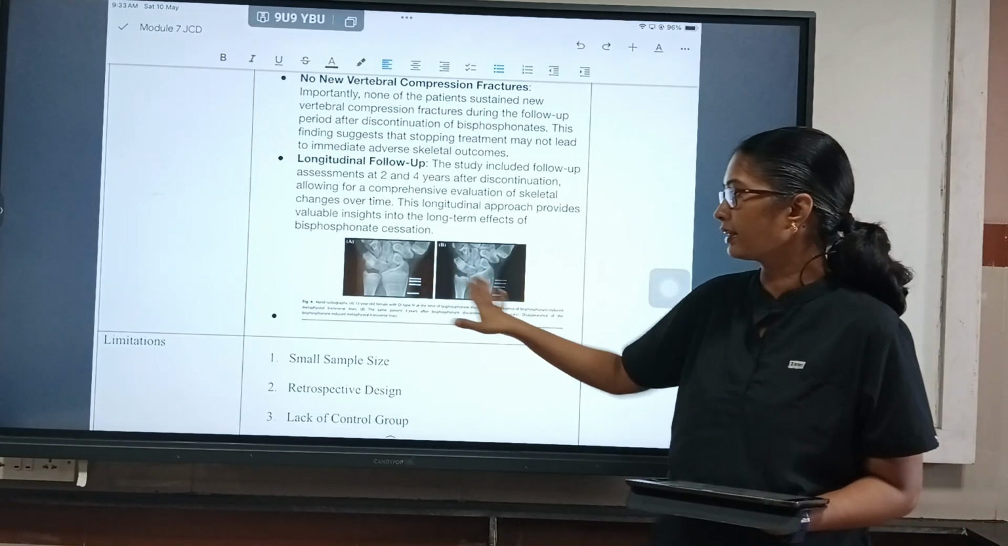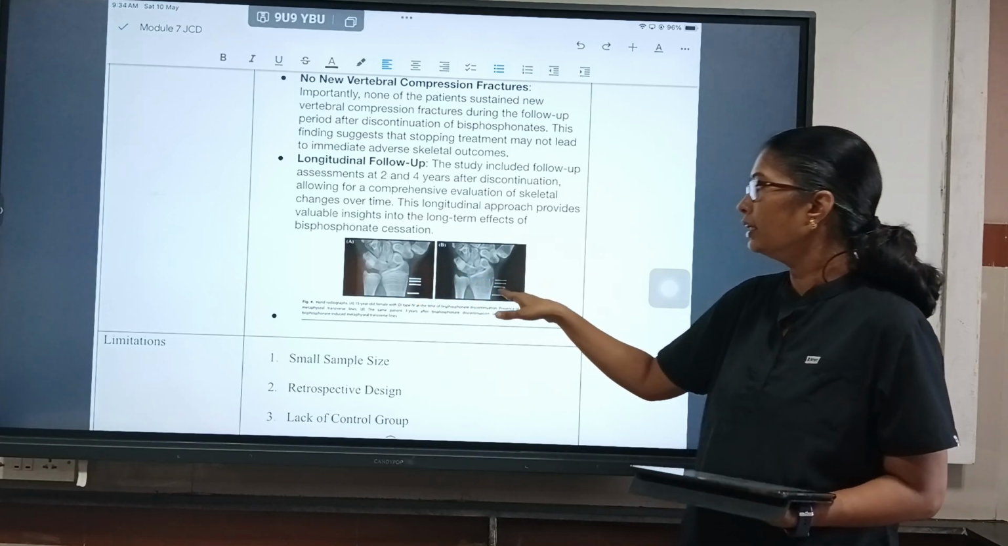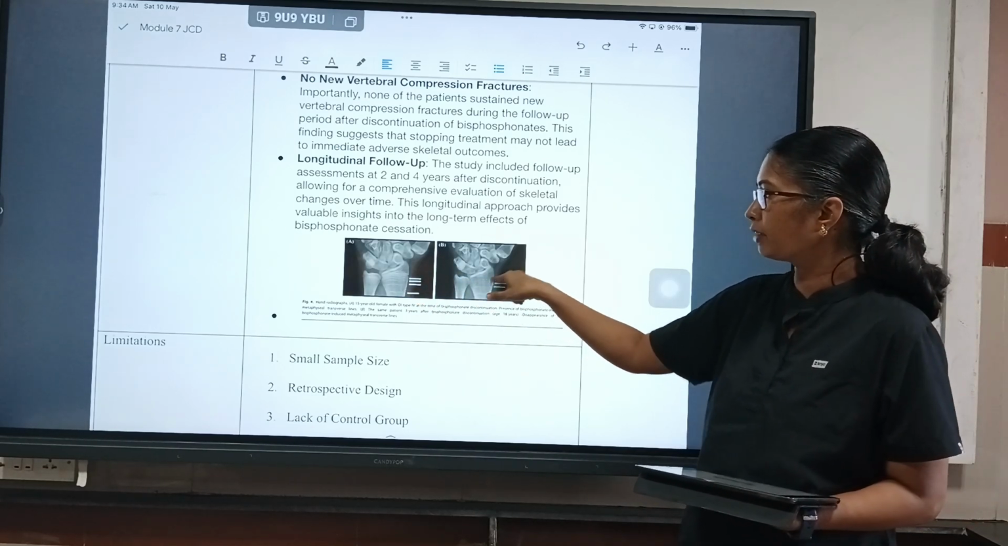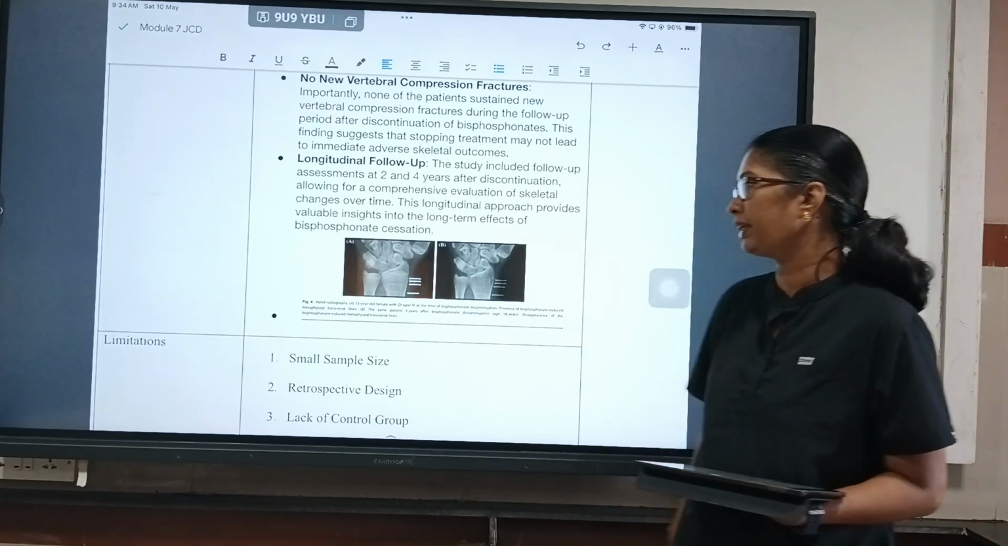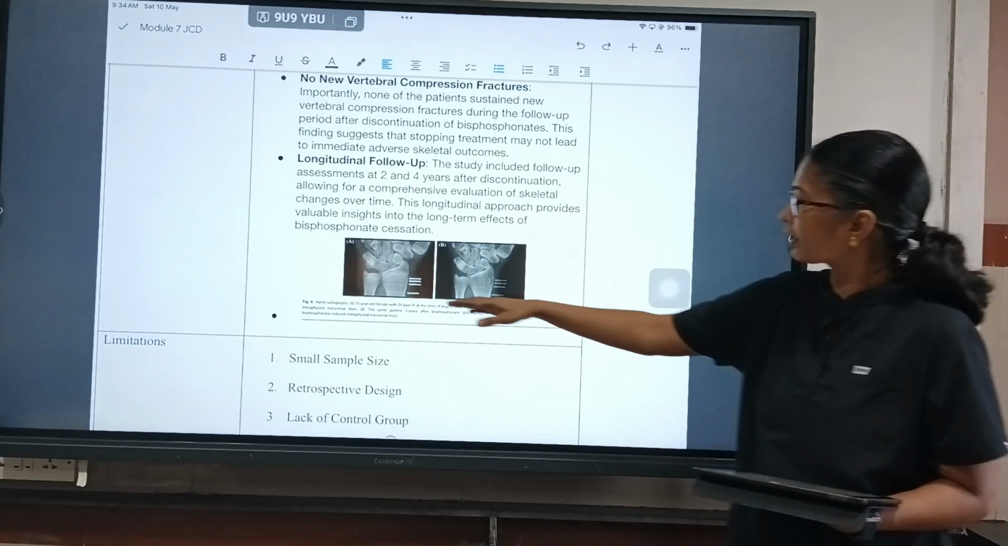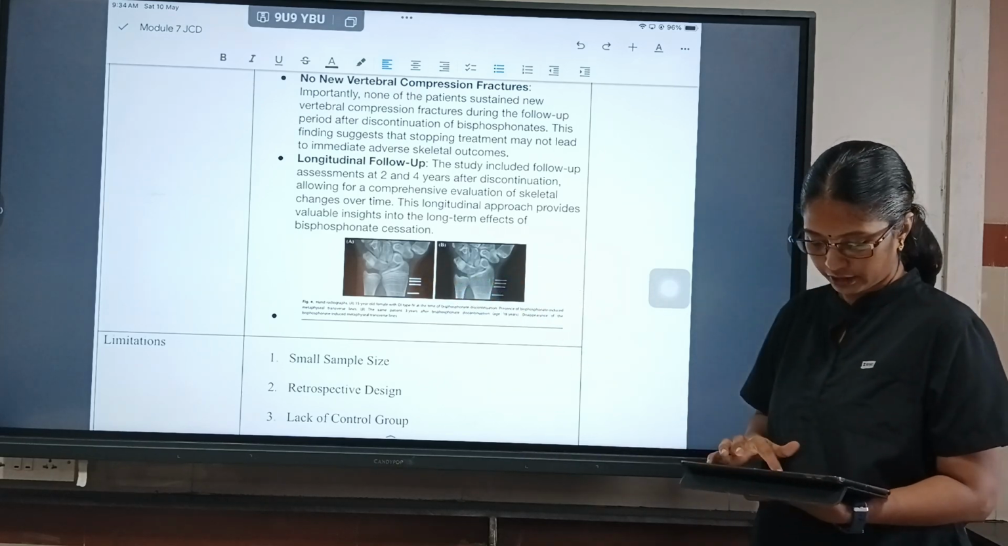So they did a hand wrist X-ray for a 15-year-old female in this picture, and they measured how the lines are, and we can see some lines here which are the bisphosphonate-induced metaphyseal transverse lines, which reduced after the discontinuation of the treatment. Here it is prominent and in this picture it is reduced.